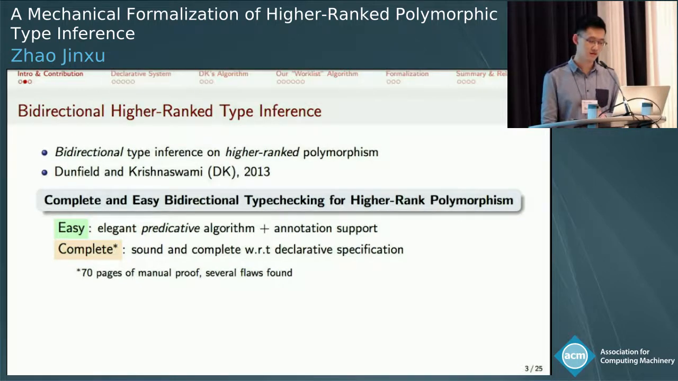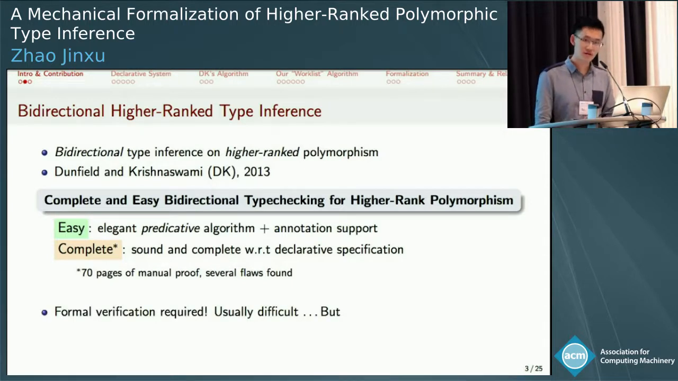I'll explain that term later. They support annotations, and they prove that their algorithm is sound and complete with respect to their specification. But unfortunately, it's a 70-page long manual proof, and I don't want to read that, actually. And we found several flaws, actually. So we want formal verification. And it's usually a difficult task, but we did it.